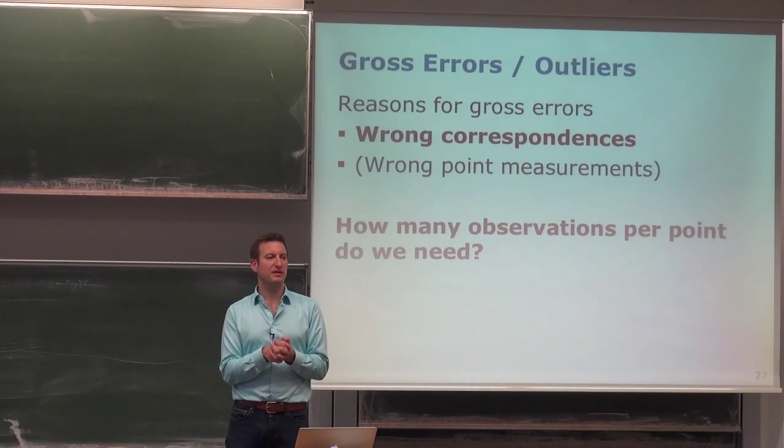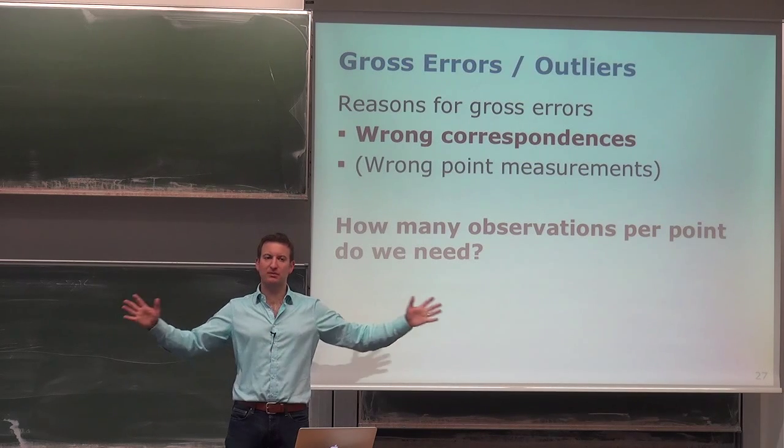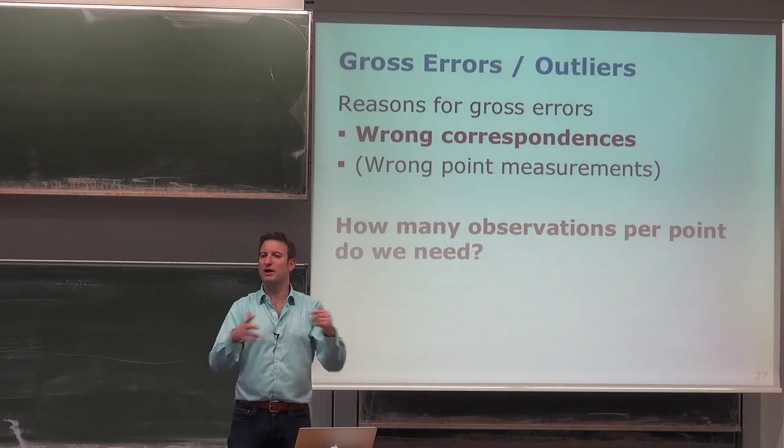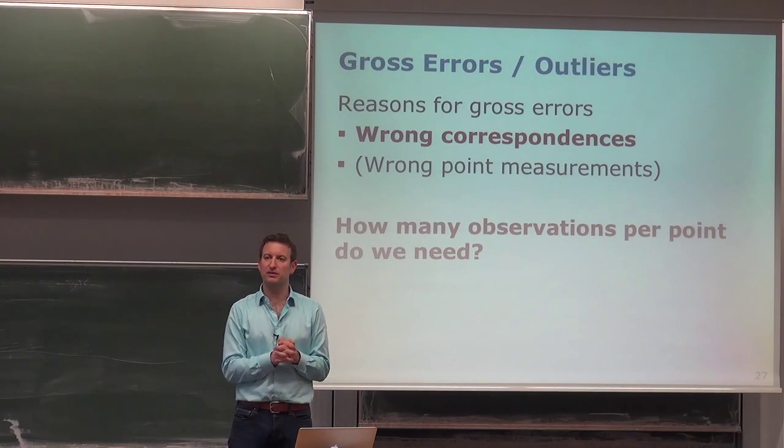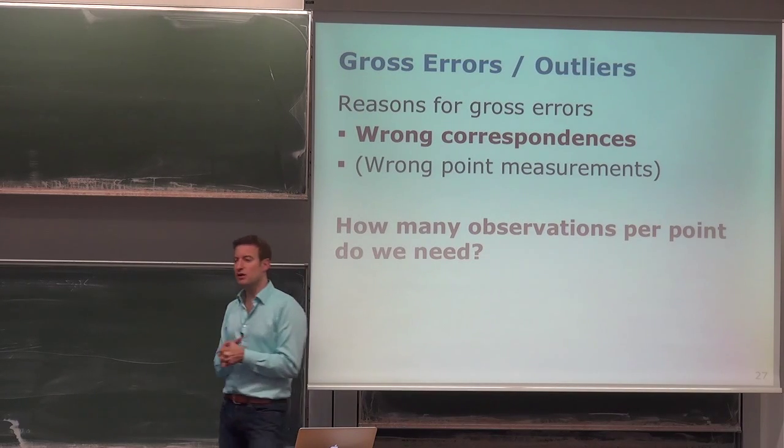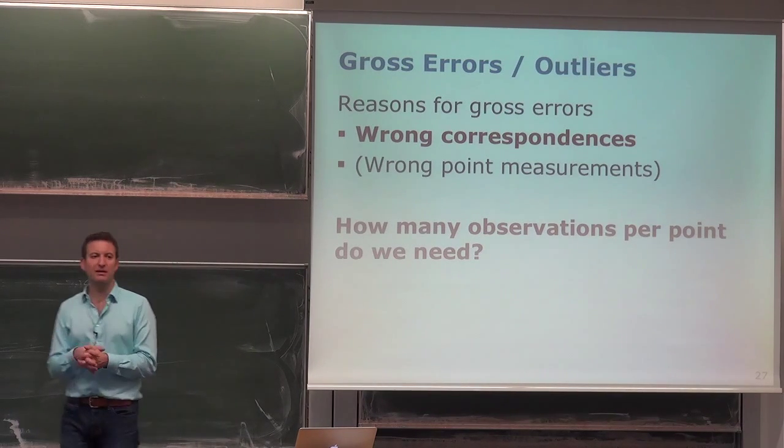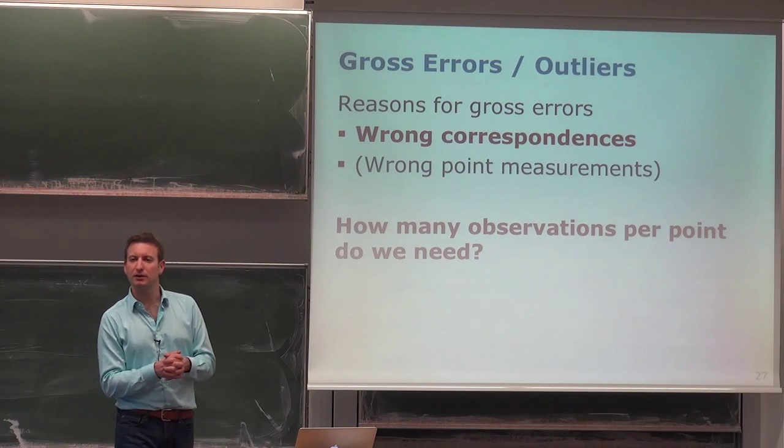So how many observations of a point do I need to estimate the 3D location? Two. I need to see the point in two camera images from different locations. Via triangulation, I can estimate the location of the point. How many observations do I need in order to identify that something may have gone wrong in data associations?